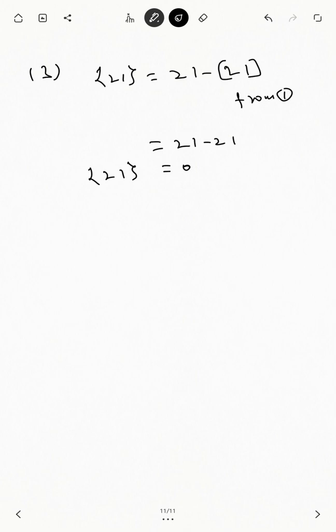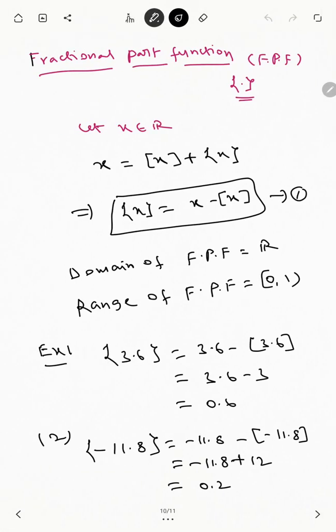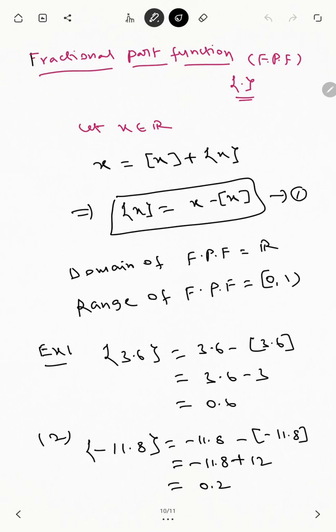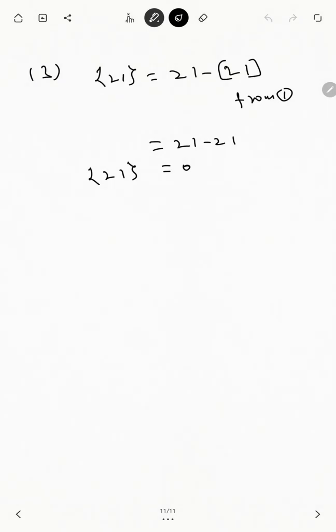Is it clear? So the range of the fractional part of x starts from 0. It can be 0 up to 0.9999, that's all, but not 1. That's why the range of the fractional part of x is closed 0 to open 1. The domain is any real number. Okay? Is it clear?